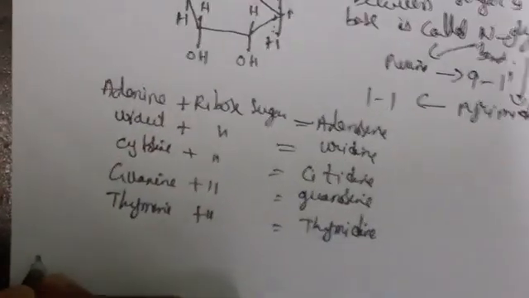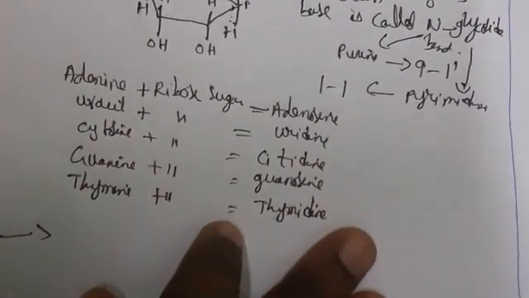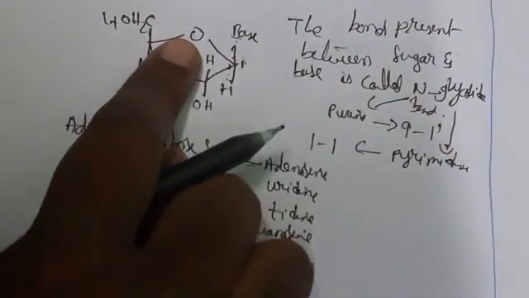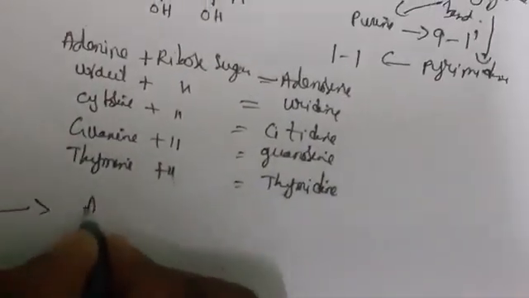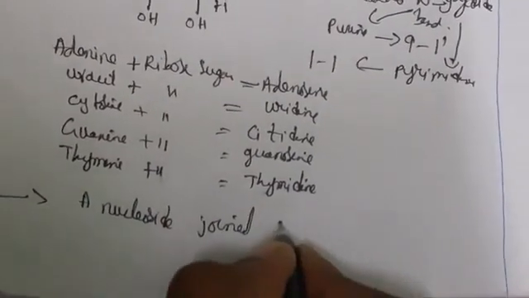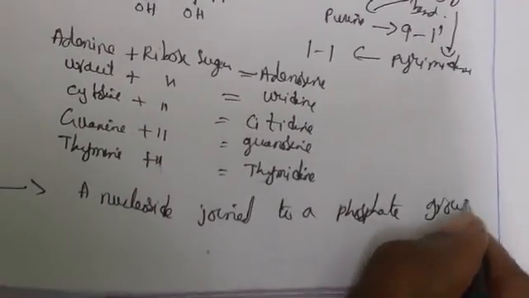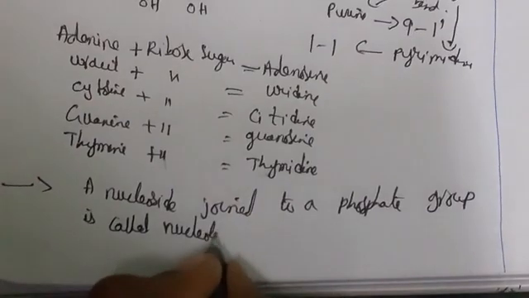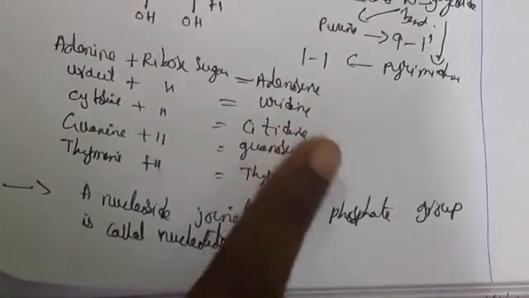Now let us see about nucleotide. What is a nucleotide? A nucleotide is a phosphate ester of a nucleoside. A nucleoside joined to a phosphate group is called a nucleotide. It contains a base, a sugar and 1 to 3 phosphate groups.